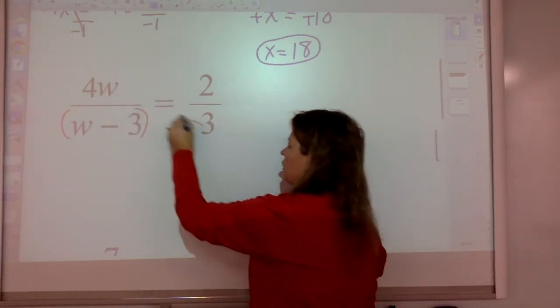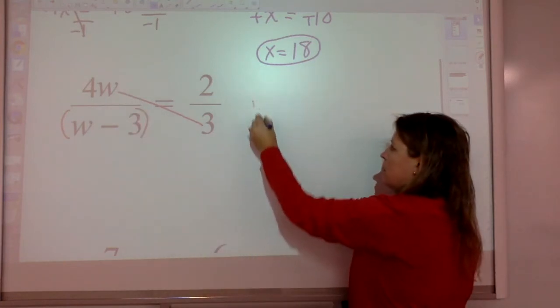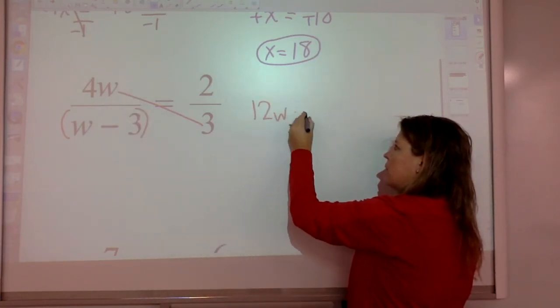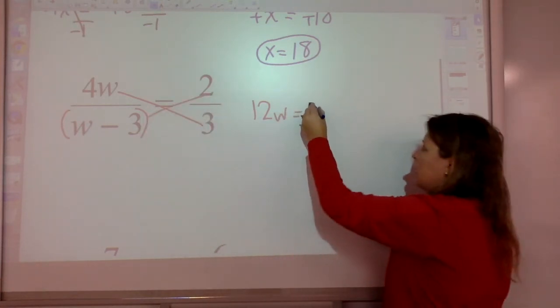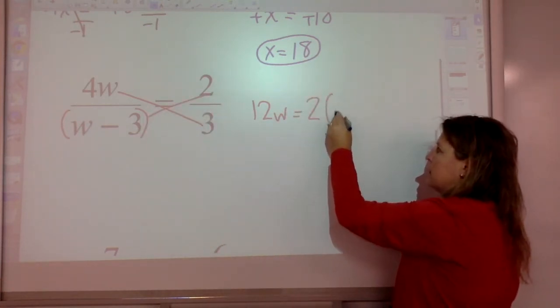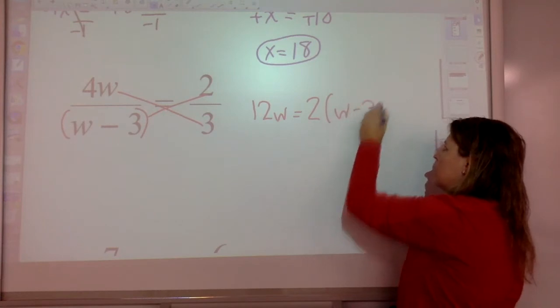We can still just cross-multiply, get 12w. No distributing there. 3 times 4 is 12. But when you cross-multiply this way, it's 2 parentheses w minus 3.